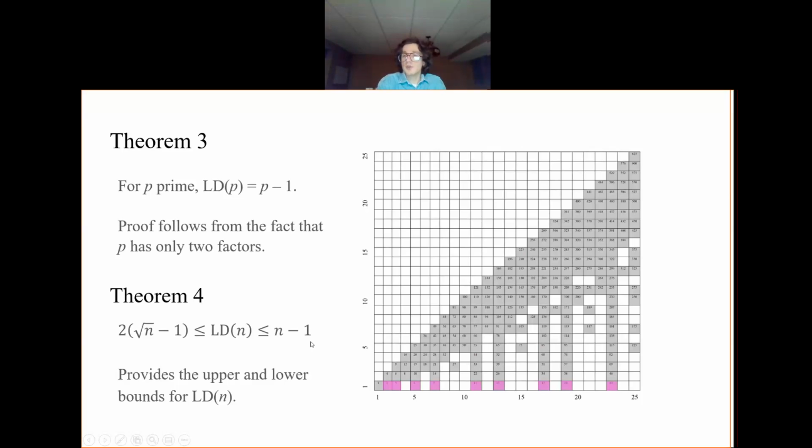So from theorems 2 and 3, it follows then that the LD function is bounded by n minus 1 and 2 times this quantity square root of n minus 1 for any given value of n. So as n goes to infinity, the LD function varies between high points for prime numbers and low points for square numbers.